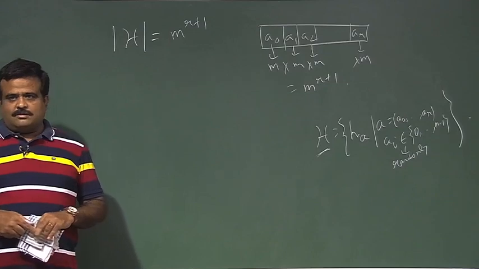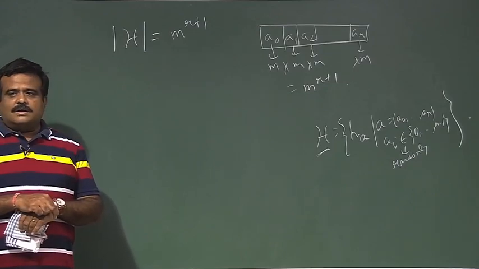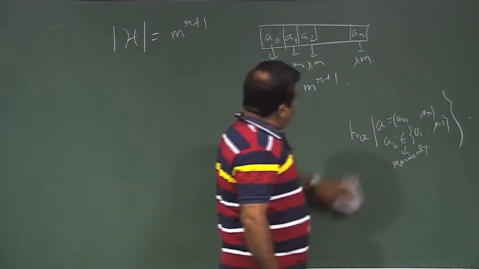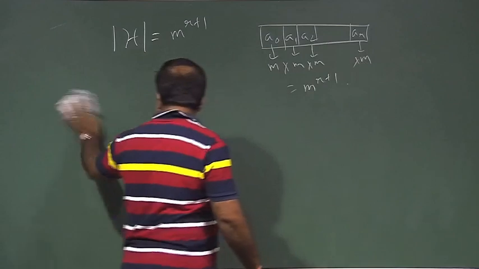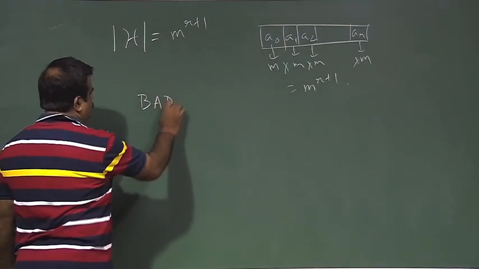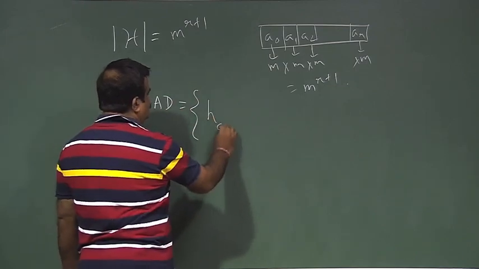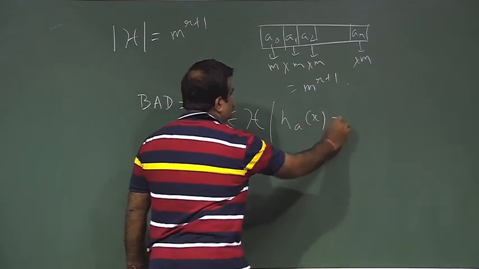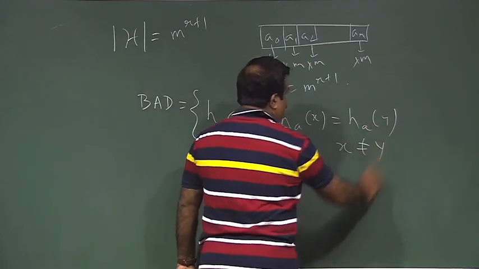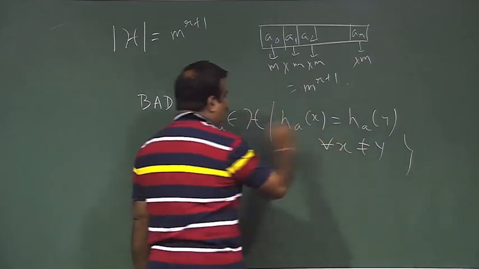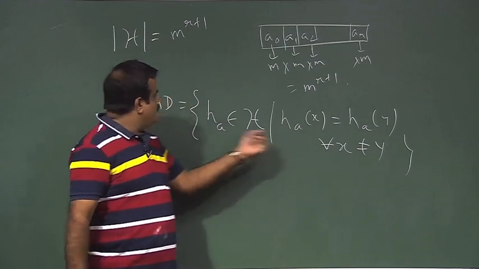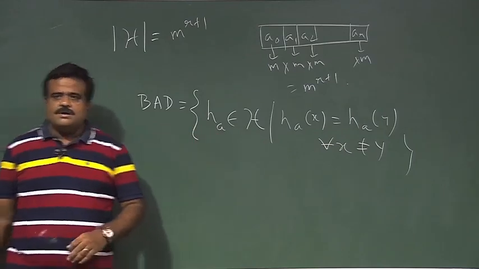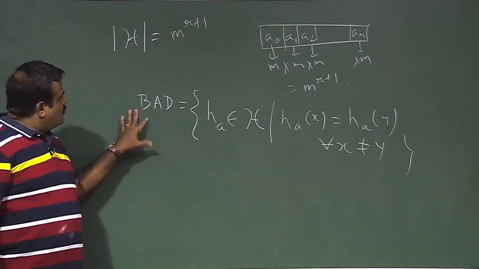Now, we want to see whether this collection is a universal collection or not. For that, we need to consider the cardinality of the bad portion. So, for the bad portion, what do we have? The bad portion is the set of all functions h such that h_A(x) equals h_A(y), where x is not equal to y. So, given any two distinct keys, if they are colliding, then that collection is called the bad portion.